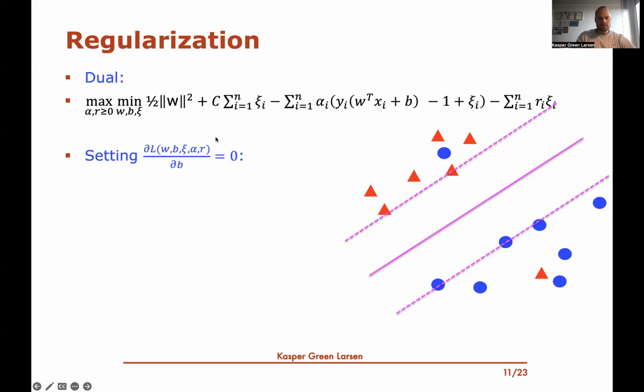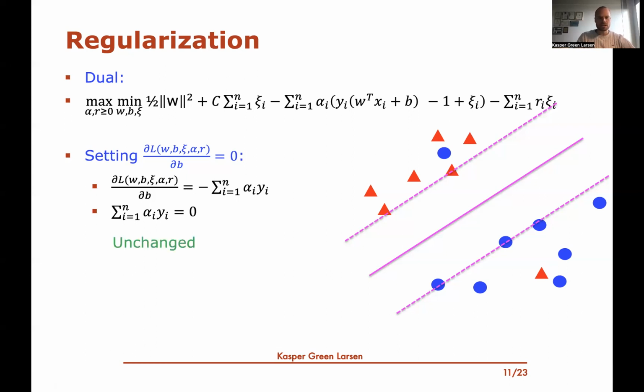And we can also look at the partial derivative with respect to b. That's also something we did before. We can see here that all the new terms we added don't include b. So the only thing we have here is exactly the same as before. The partial derivative with respect to b is just the minus sum from 1 to n of alpha i, yi, and we have to set this to 0. So that's the same as the sum from 1 to n of alpha i, yi equal to 0. Exactly the same constraint and condition as we had earlier. So that's all fine, that's all unchanged.